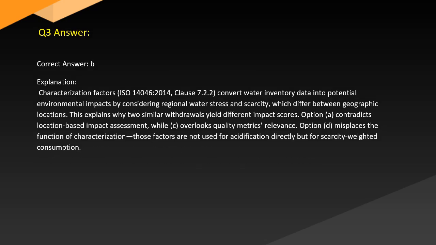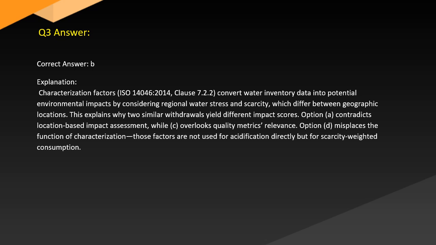Answer. Correct answer: B. Explanation. Characterization factors, ISO 14046, 2014, Clause 7.2, convert water inventory data into potential environmental impacts by considering regional water stress and scarcity, which differ between geographic locations. This explains why two similar withdrawals yield different impact scores.